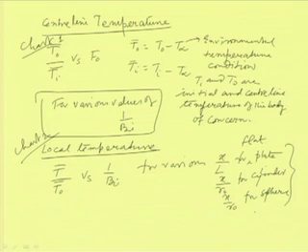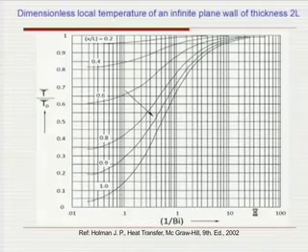We have the plot of dimensionless local temperature versus 1 by Biot number, so all the plots are dimensionless plots. If you see here, this plot is for the flat plate or plane wall of thickness 2L, where the position variable becomes x by L. We have this dimensionless local temperature versus 1 by Biot number plot, and from it we can find the value of any local temperature.